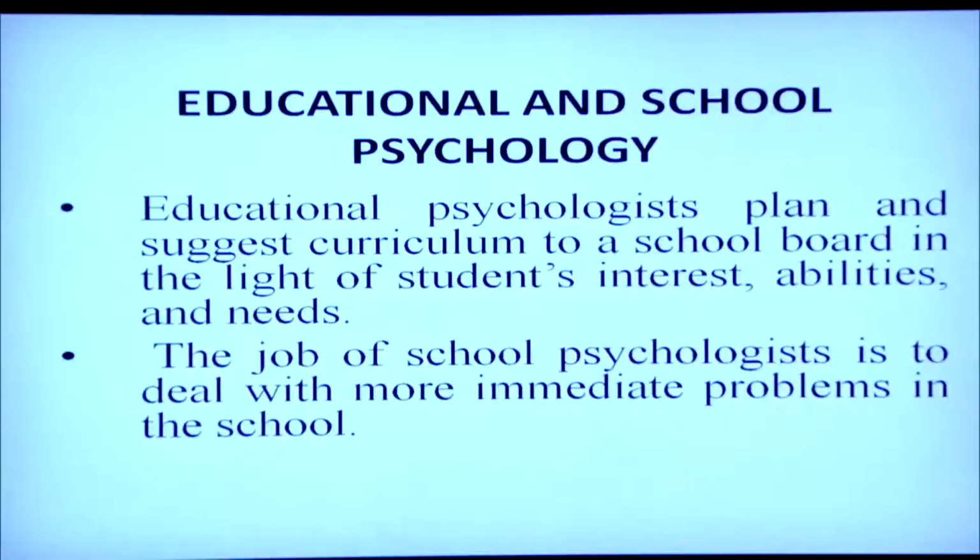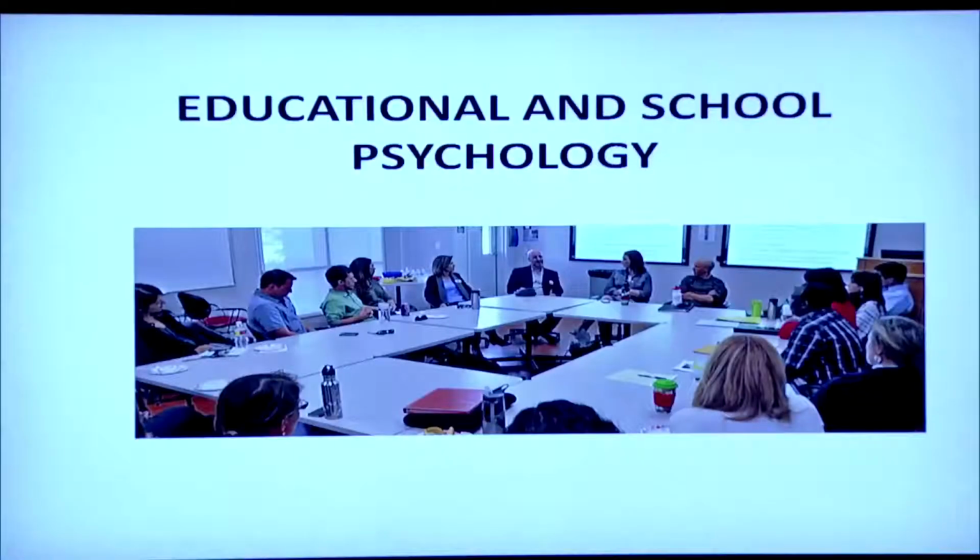The educational psychologists plan and suggest curriculum to a school board in the light of students' interest, abilities and needs. The job of a school psychologist is to deal with more immediate problems in the school. This means that the educational psychologist is mainly concerned with the content that has to be introduced by the school boards, keeping in mind the interest, abilities and needs of the general population as a whole, whereas the school psychologist is dealing with the problems faced by the children in the school. This slide depicts the educational psychologists who sit together and finalize what content needs to be introduced by the school board, keeping in mind the abilities of the children.